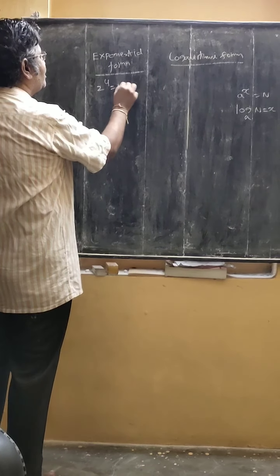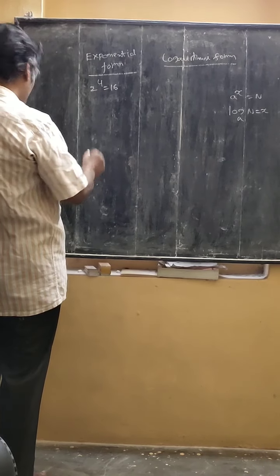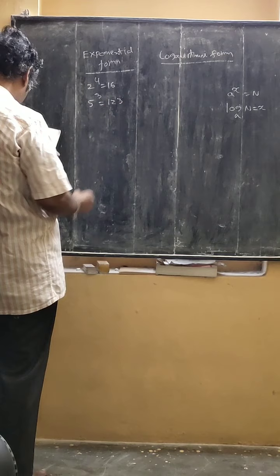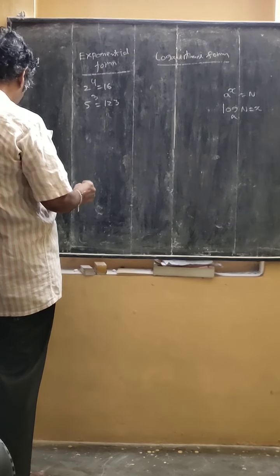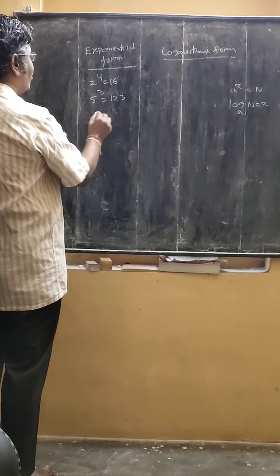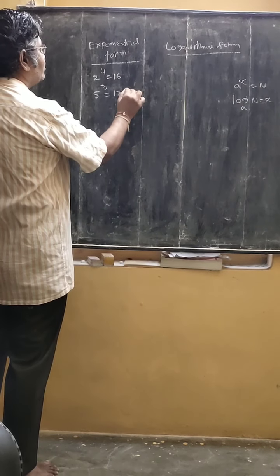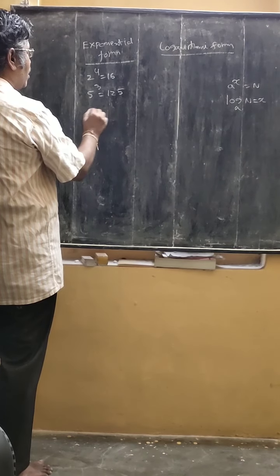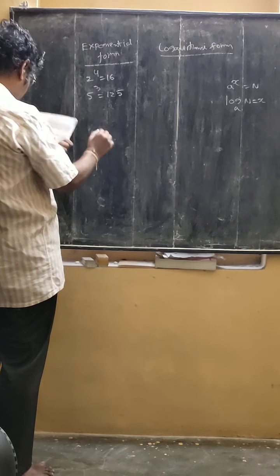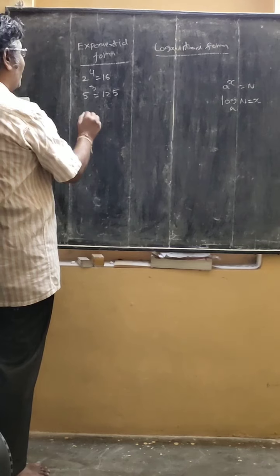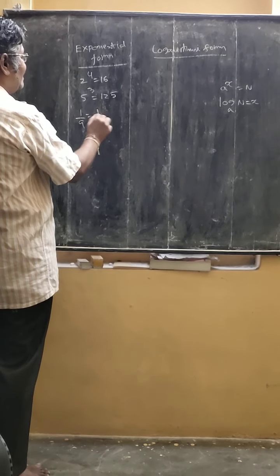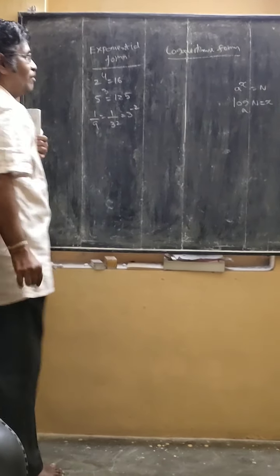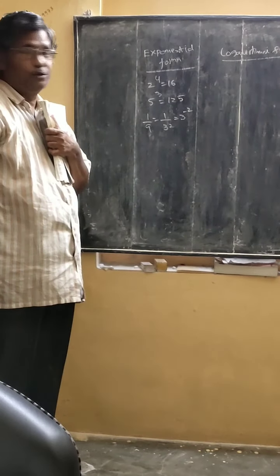2 power 4 is equal to 16, 5 cube is equal to 125, and 1 by 9 can be written as 1 by 3 square, that is 3 power minus 2.